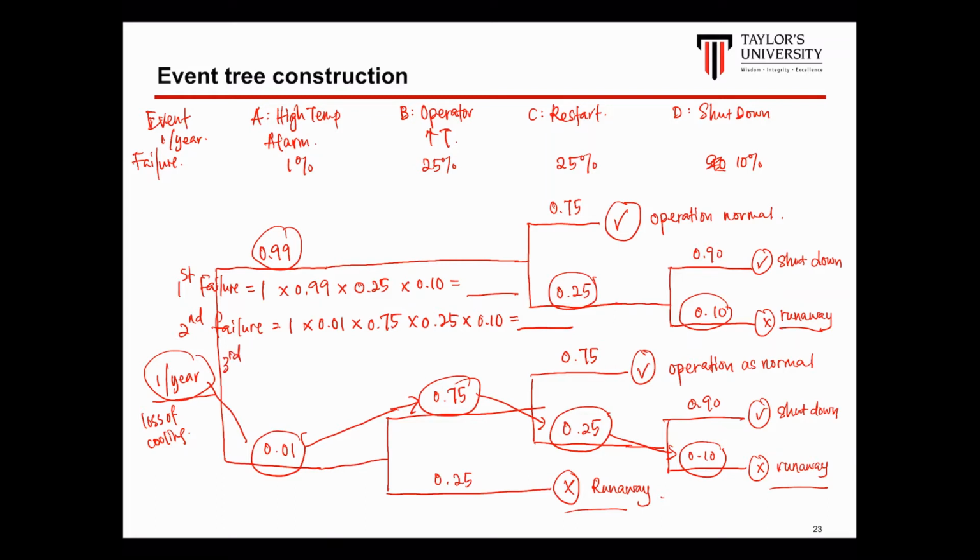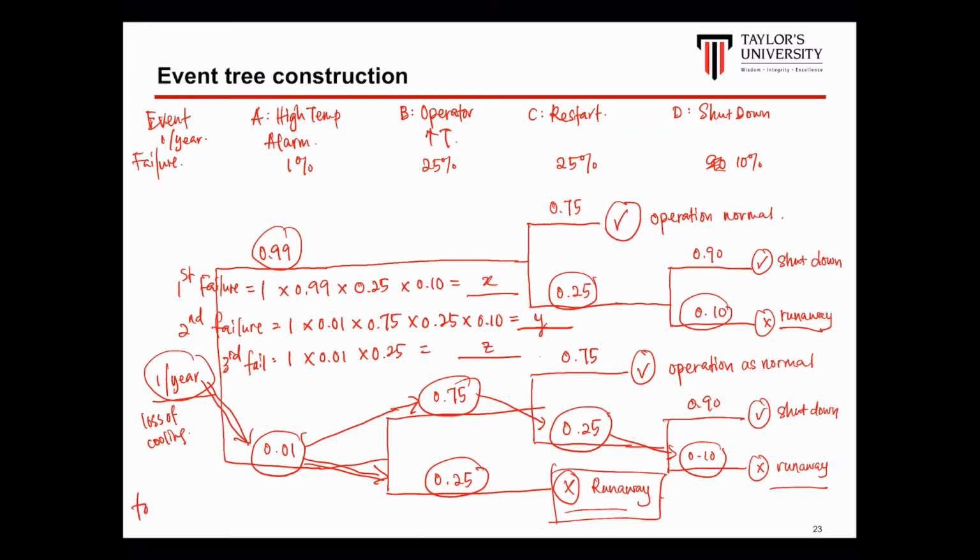Our third runaway is again here to here, but this time to here, and immediately it goes runaway. So the third one will be 1 times 0.01 times 0.25, and immediately it runs away. So you have 3 data here, X, Y, and Z.